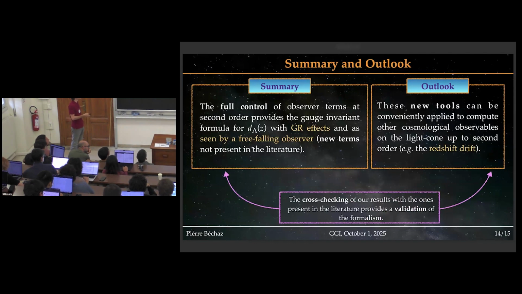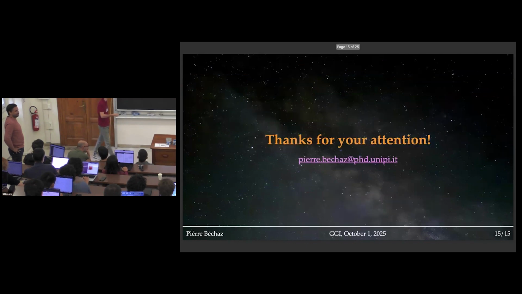And so to conclude, we have obtained the analogue of the first order angular distance at second order, kind of 2 pages of formula. And we are including GR effects. Our forthcoming project is devoted to other cosmological observables like the redshift drift, after having validated our formalism thanks to a cross-checking of our formula for purely source contributions. Thanks. So thank you.